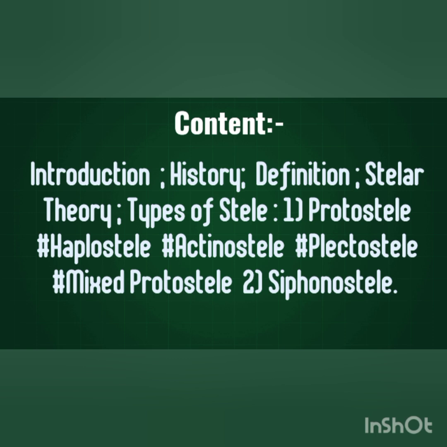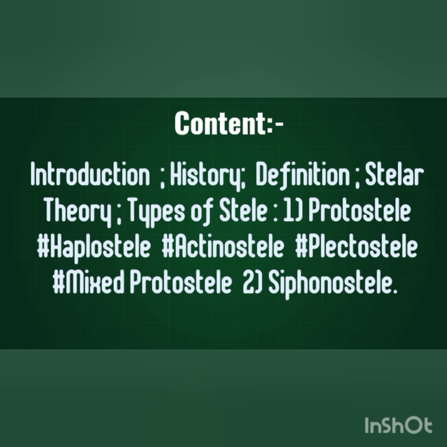of steles. Under types of steles, there are two types: protostele and siphonostele. Further, the protostele is divided into four types, that is the haplostele, actinostele, plectostele and mixed protostele. In this video, I am only going to discuss with you all about the protostele. In the later videos, I am going to discuss with you all about the siphonostele and the other steles.